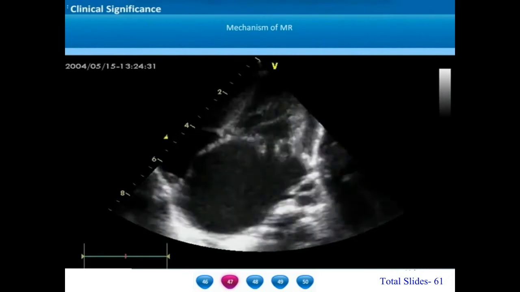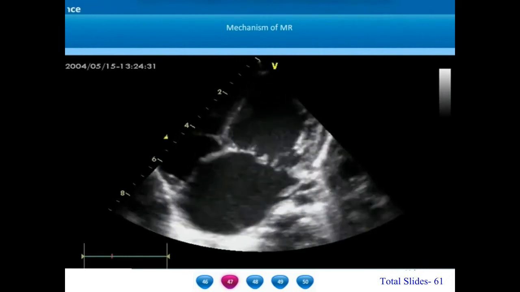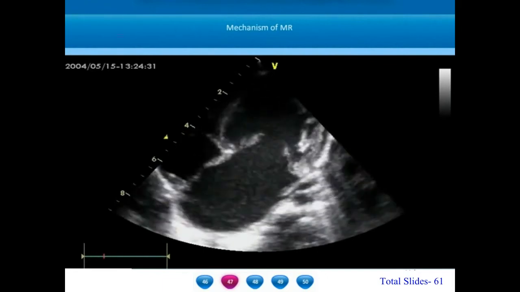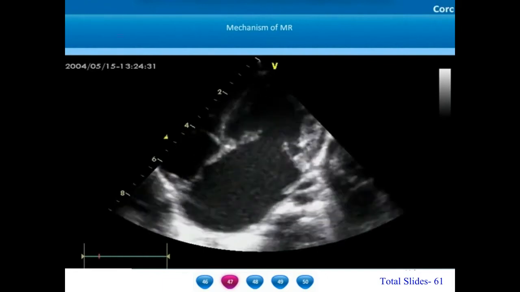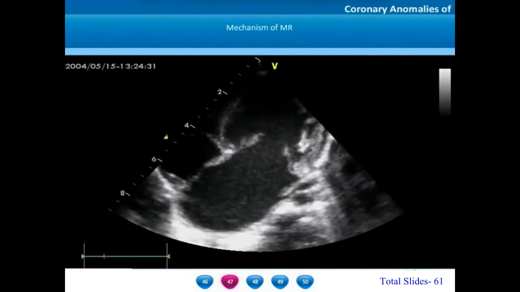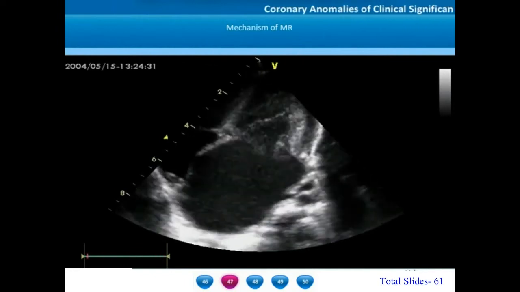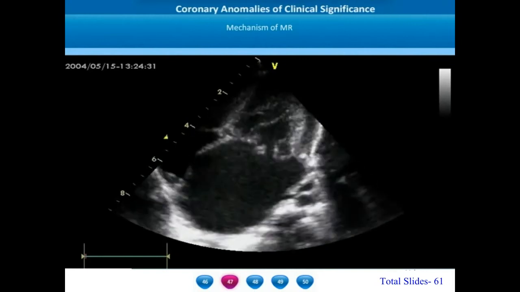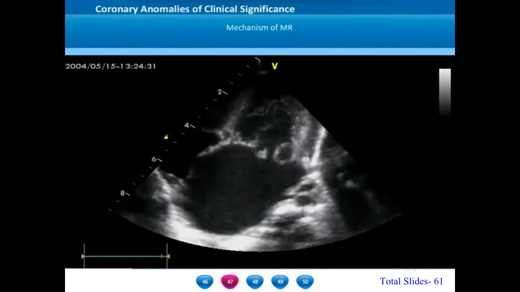If you carefully analyze this video that's running, the posterior mitral leaflet is prolapsing. This is due to scarring of the papillary muscles and failure of the papillary muscle to contract in end systole, resulting in prolapse of the posterior mitral leaflet.